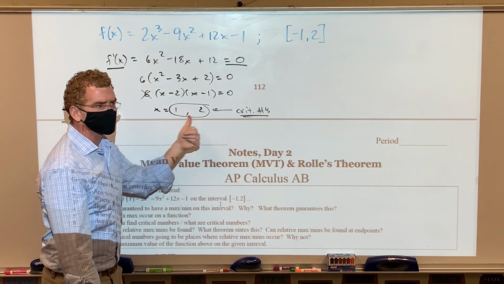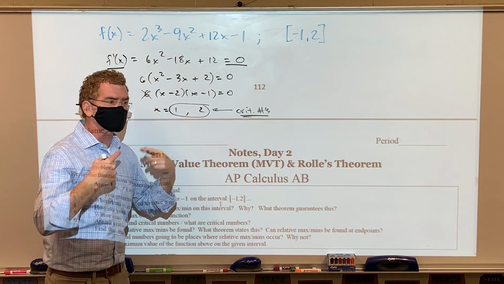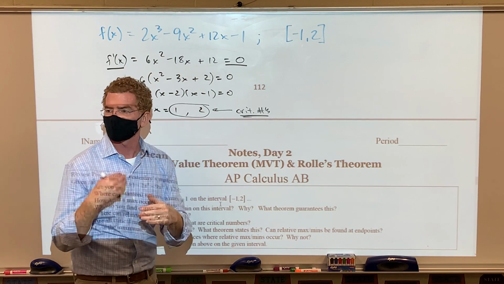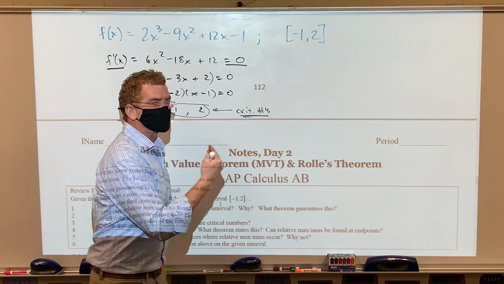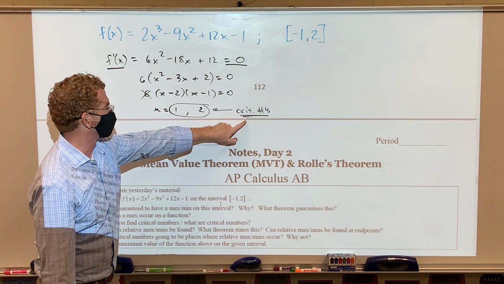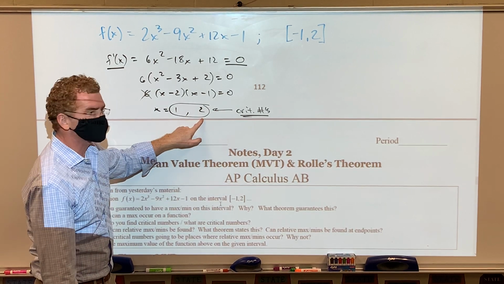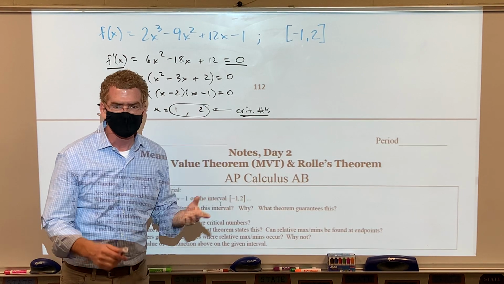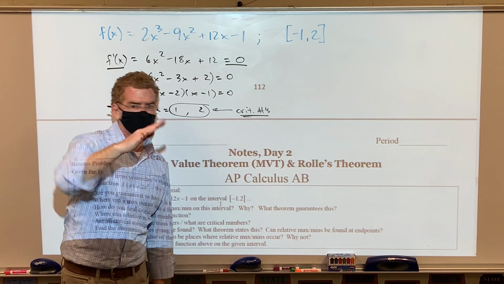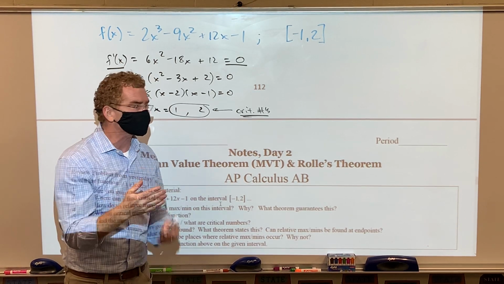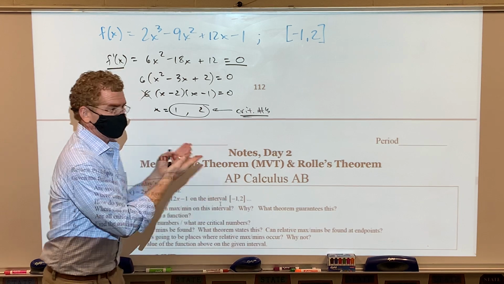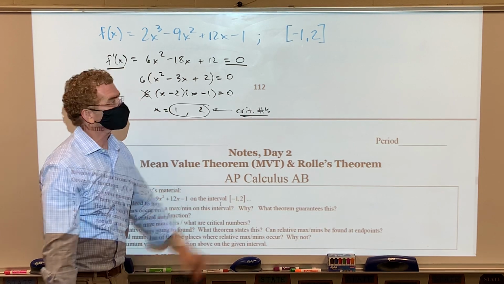You're giving me literally the x value. And when we get to inflection points, I'll hammer this in over and over: make sure you're actually giving me a point. So those are my critical numbers. These are basically places where the graph has a slope of 0, or maybe a slope that's undefined. And these are places where the graph could possibly have a max or min on that interval.